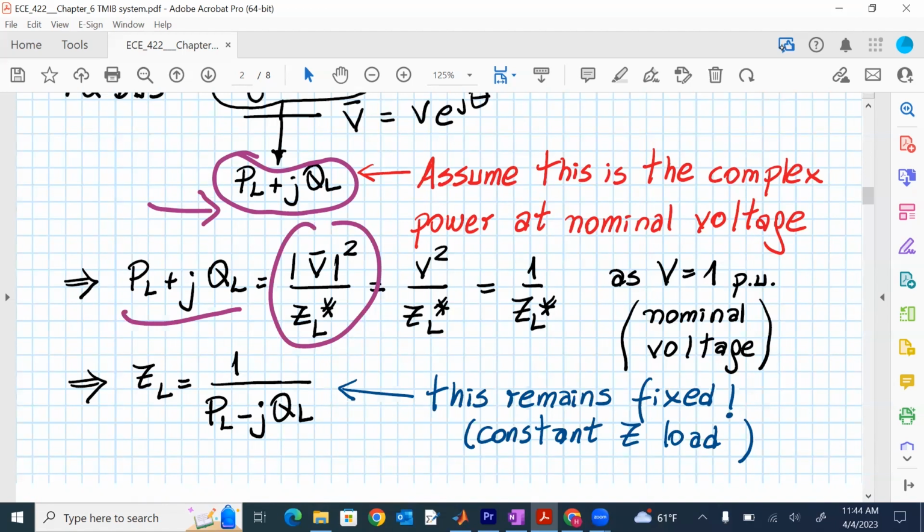As we're assuming these are nominal conditions, the terminal voltage is 1 per unit, and therefore we can solve for the impedance ZL. So by solving for ZL, finally, we obtain this expression for the impedance. That's the impedance determined assuming nominal condition. But as the impedance is constant, that's the value that we will keep for any terminal voltage at that load.